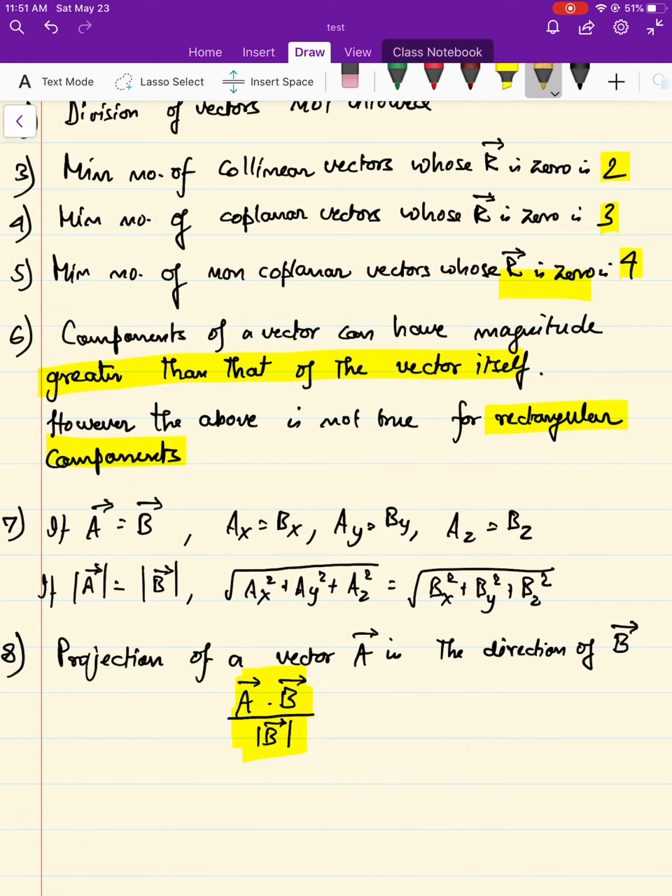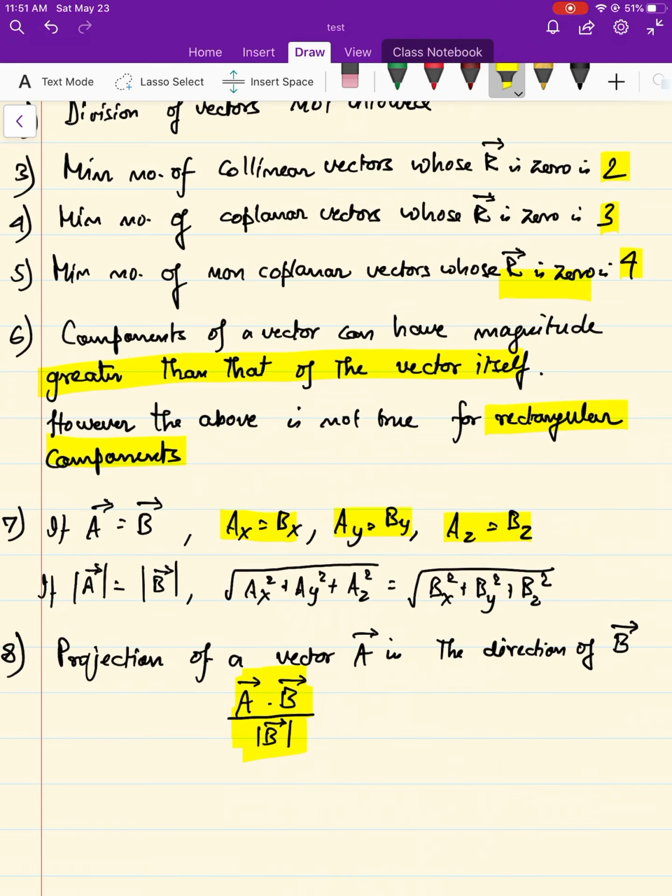Another important thing one should always remember is that if we are talking about two vectors which are equal to each other, in that case a equals b, and the individual components of the vectors are also the same, which means that ax equals bx, ay equals by, az equals bz, and that holds true for all forms of vectors.